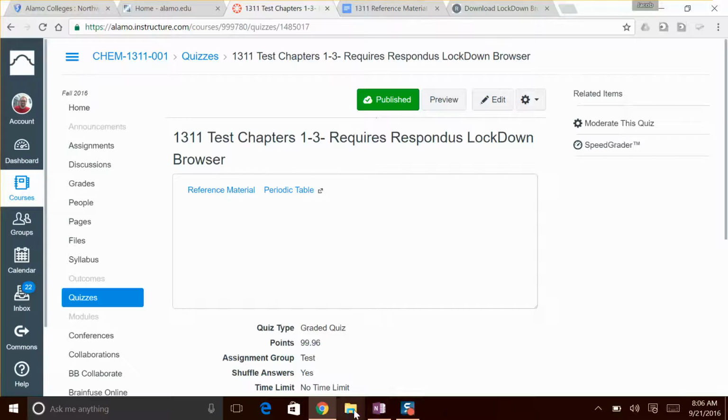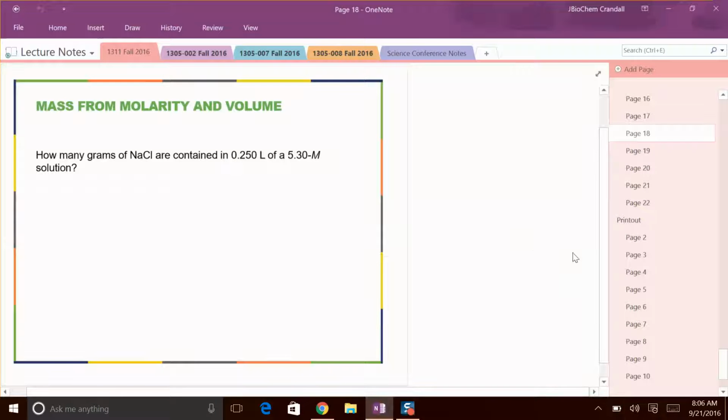Let's go ahead and get started now to finish up Chapter 3. Okay? We don't have much left, but we were talking about molarity. So here, we're looking at how do we calculate. This is using the equation for molarity. Molarity equals moles per liters. And the question here is how many grams of sodium chloride are contained in 2.50 liters of a 5.3 molar solution. So we want to find the grams.